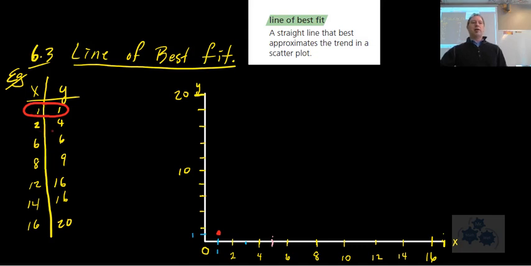So if we plot the rest of these points, again, it's always the x value first, 2, 4. So 2, 4, it's going to be up over here. And so why don't you just take a moment to plot all these points, and then we'll take a look at how we do a line of best fit.